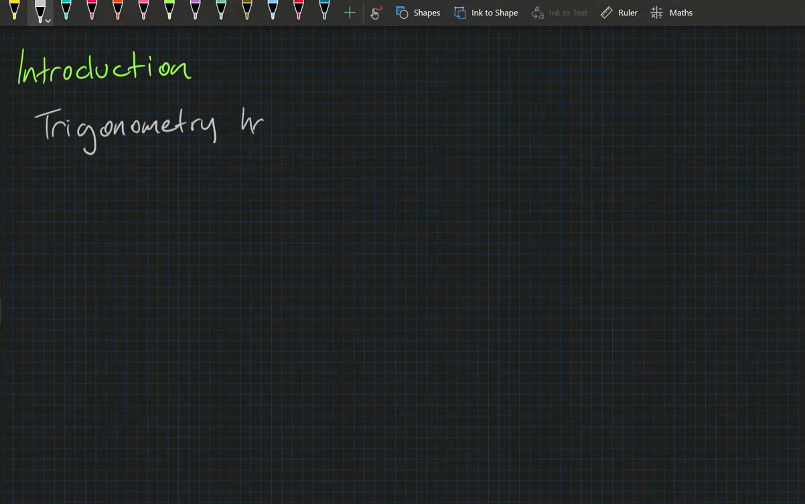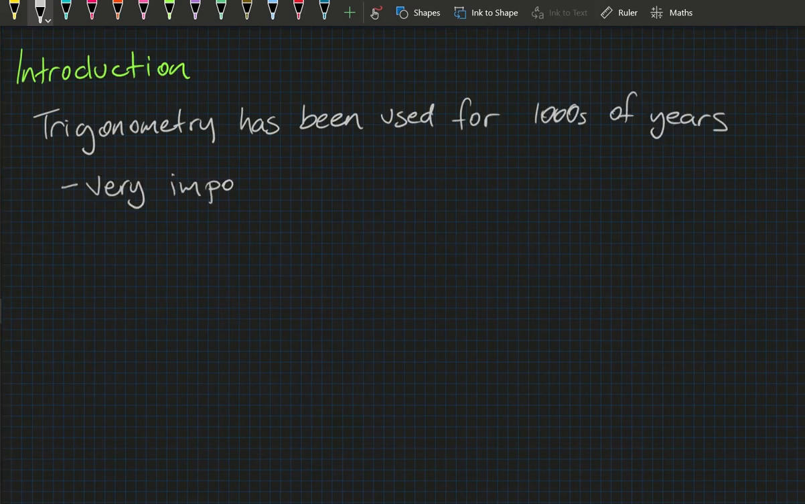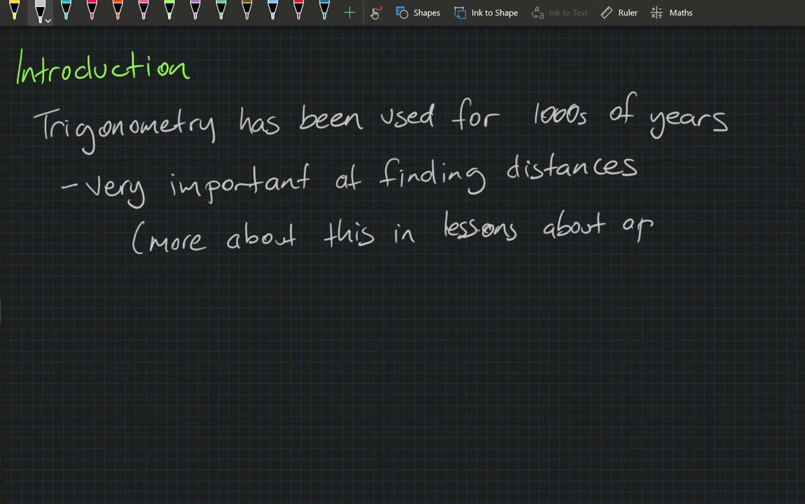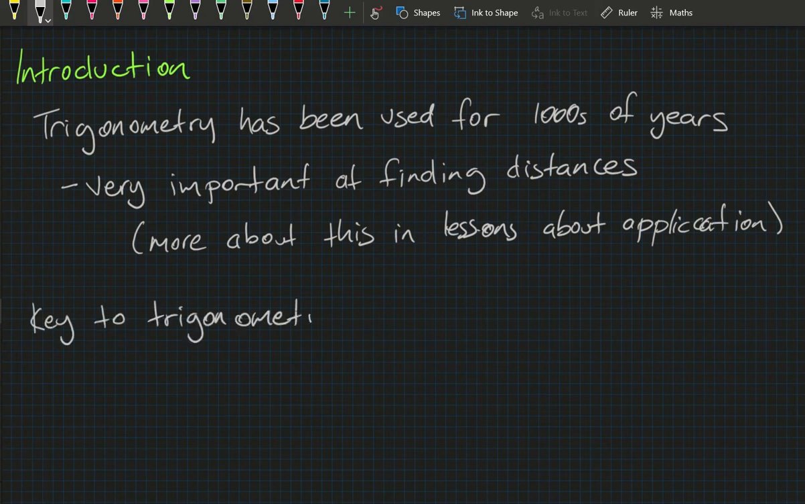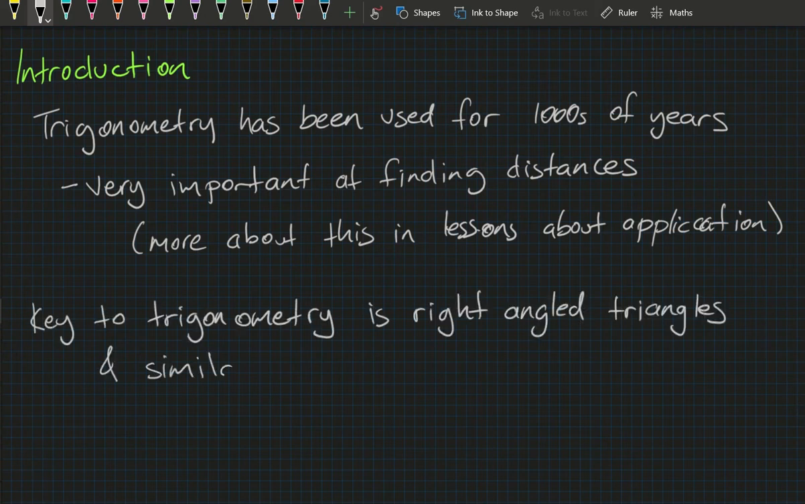Trigonometry has been used for thousands of years. It's very important in finding distances, but more about this in our lessons on applications. Now, it may feel like trigonometry is just a maths function with the way we use the calculator buttons, etc. But really, the key to trigonometry is right angle triangles and similar triangles.